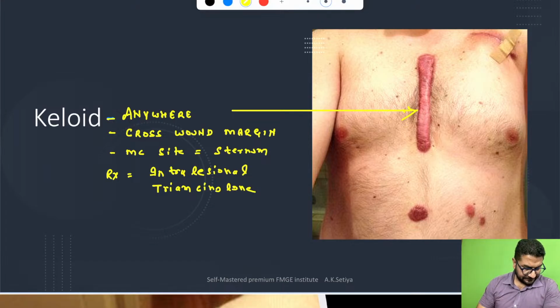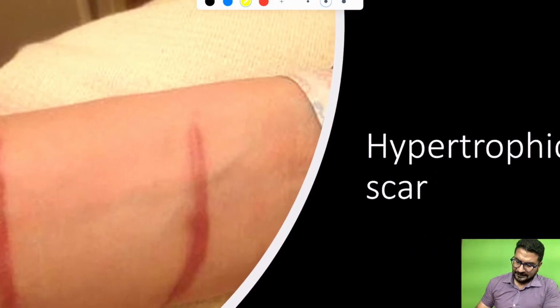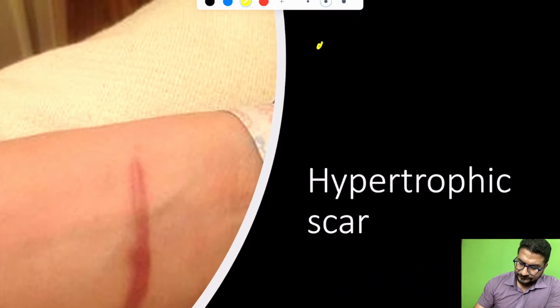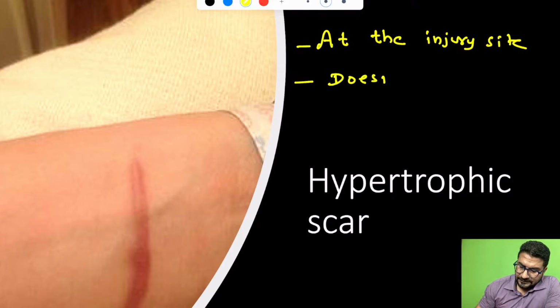If you compare this with scar, this is a hypertrophic scar. Where will the scar occur? This will occur at the injury site, unlike keloid, which can occur anywhere. As I told you, keloid can cross the margin, while this will not cross. This doesn't cross the wound margin.